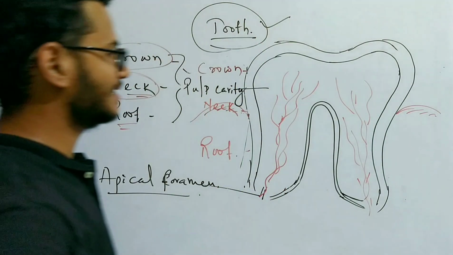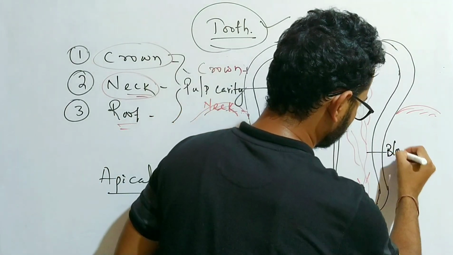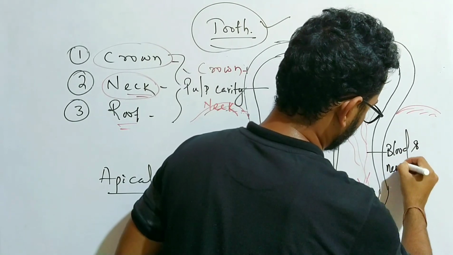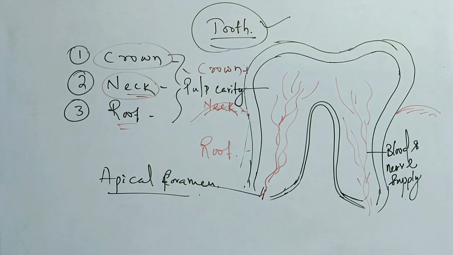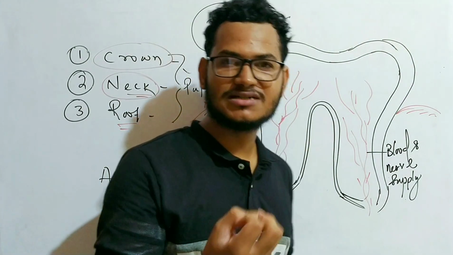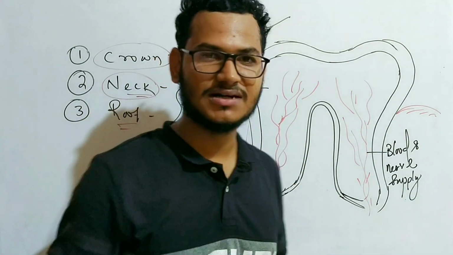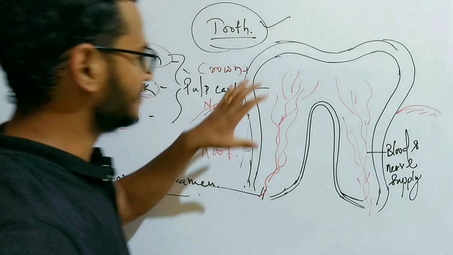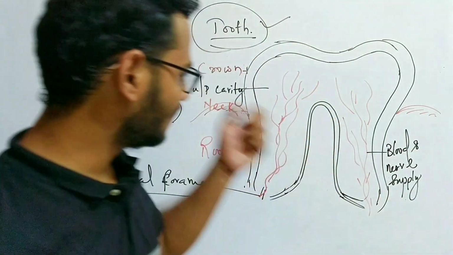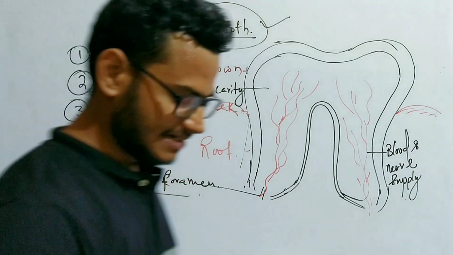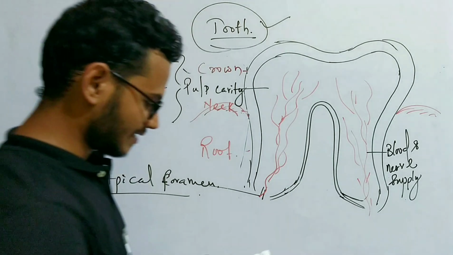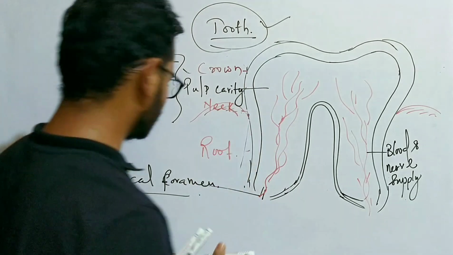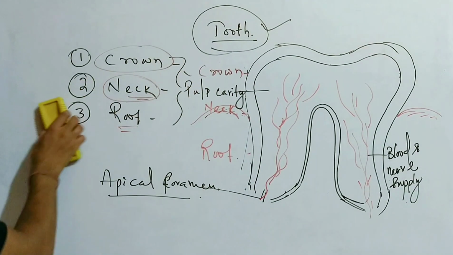Clear? So the pulp cavity contains what? The blood and nerve supply. That is why we can feel different types of sensation in our tooth when taking cold, very chilled or hot food into our buccal cavity. So these blood and nerve vessels, the nerve fibers, help in detecting different sensations in our tooth. Clear? Next we will talk about the two important terms related to the tooth.